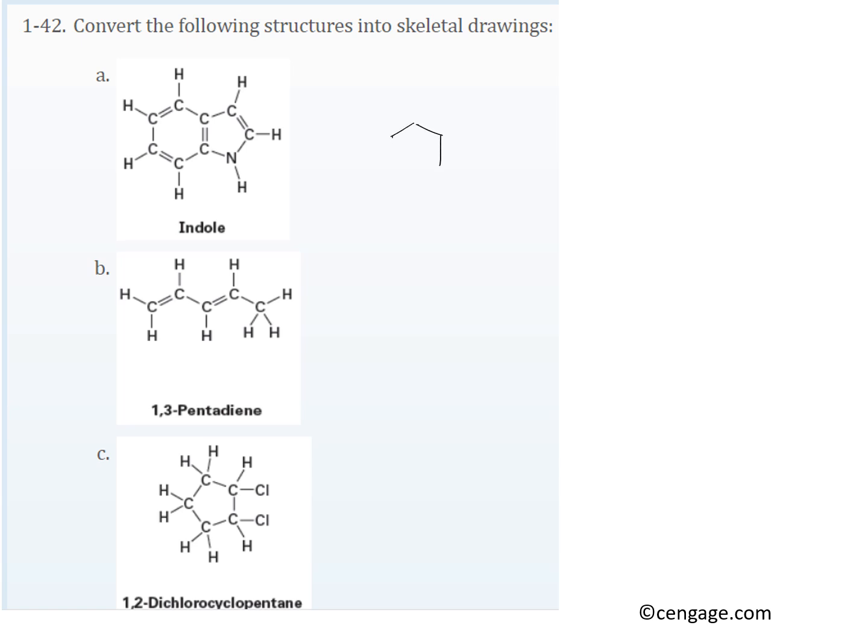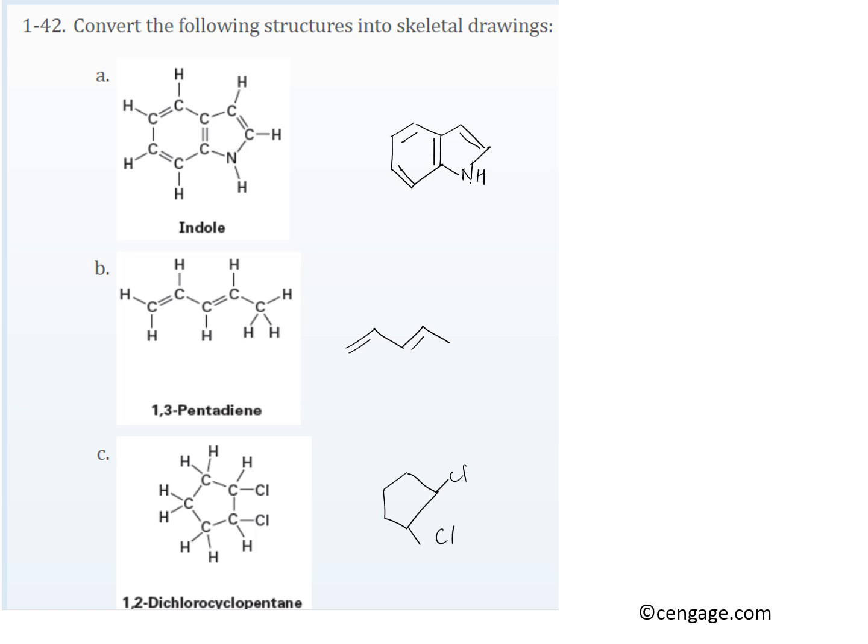The skeletal drawing for this molecule would look like this. Double bonds need to be drawn. This double bond also, and then here you have to show the hydrogen atom that is attached to it. Okay. Here the next one, we have a 1,3-pentadiene, double bonds, 5 carbon atoms. Here the last one is 1,2-dichlorocyclopentane, so a 5-membered ring, and 2 chlorine atoms.